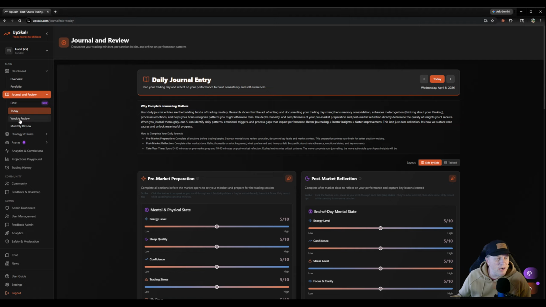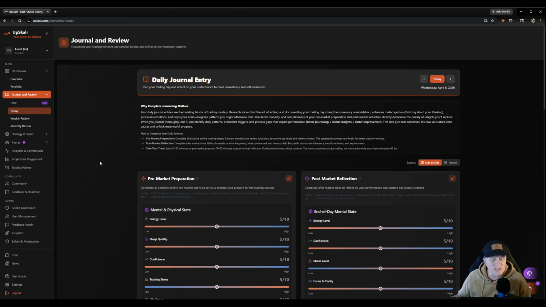UpSkalr is a structured journal. You have the ability to enter whatever you want, and there are some free text areas here, but it is meant to be structured because the entire design, the purpose of it, was to accomplish some very specific goals. And I think you'll see those as we move forward.